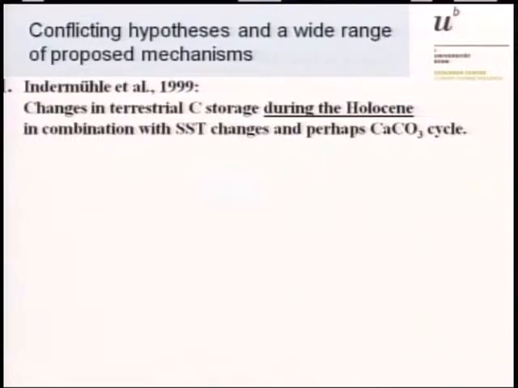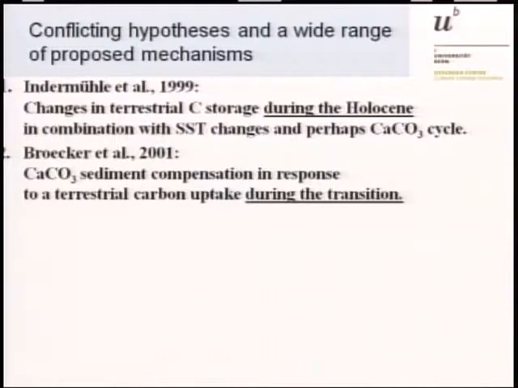And this assessment has provoked further study. Bröker has challenged that, said the C13 data are not really good quality, at least those that we had back then, and he suggested calcium carbonate sediment compensation in response to a terrestrial uptake during the transition. So the idea is that there is a forest regrowth and soil buildup during the transition, during the warming, and this kind of provokes a millennium scale adjustment process in the carbonate system, which tends to raise CO₂ during the Holocene.